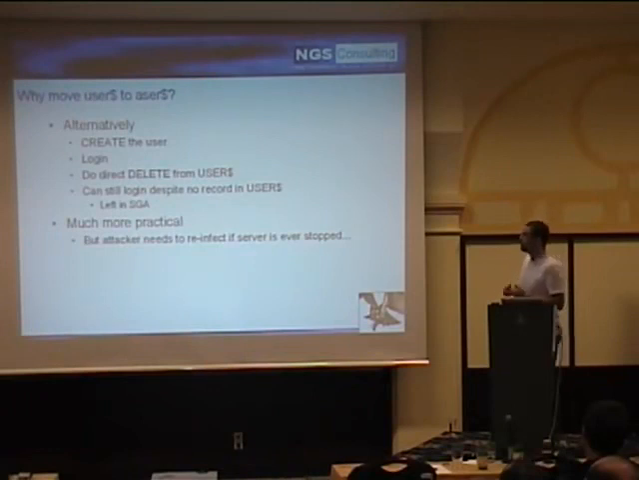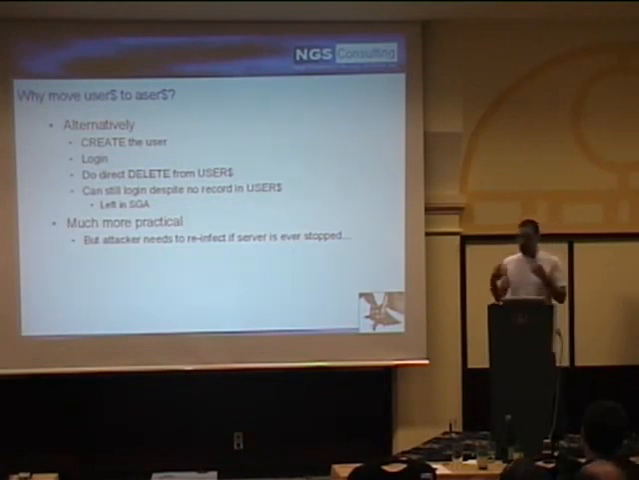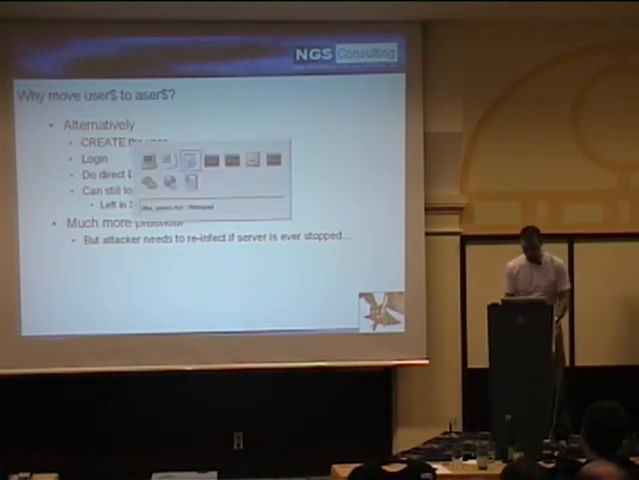Again, improving the method. Why? Essentially, the object here is to have a user account that's not visible from the user$ table. So, can we achieve the same ends without actually having to modify the binary? Well, of course we can. Otherwise, I wouldn't be speaking about it.